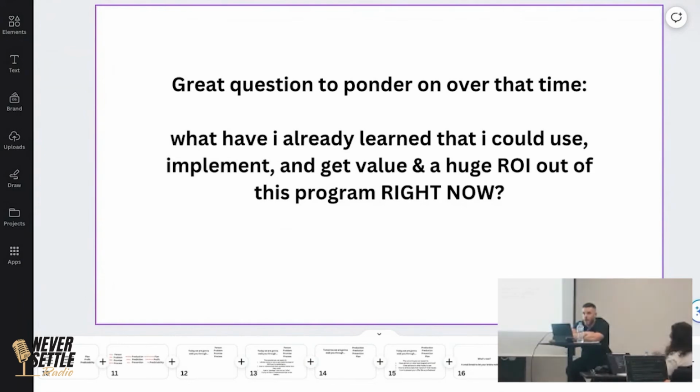I just wanted to walk you through how it works in some way, shape, and form. The next thing we're going to get into is reverse engineering the person onto the stuff as well. Does anyone have any questions about it? Does anyone want to share anything they've learned so far that they could use, implement, and get an ROI out of from what we've already done today?